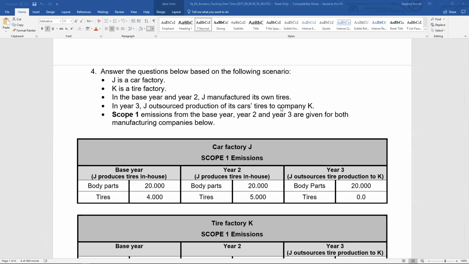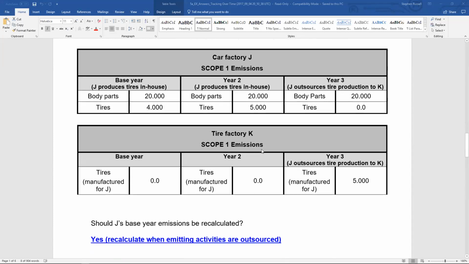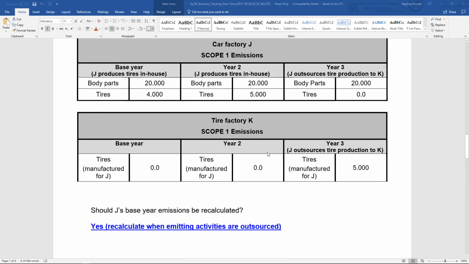Okay, so let's get back to the exercise and look at question 4. For question 4, a company outsourced tire manufacturing to some other company. What are the implications of that? Well, the reporting company would recalculate its base year inventory because the change in emissions was significant. It was on the order of 20%, so far above the standard threshold of 5%.